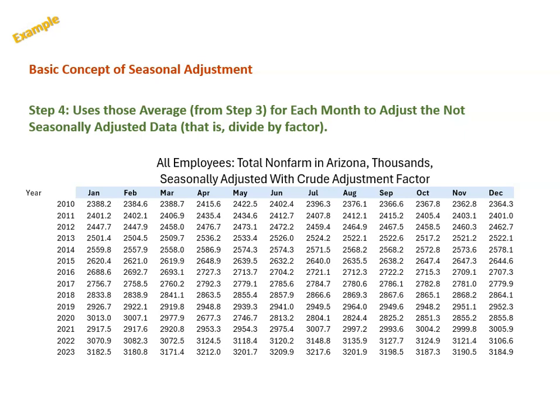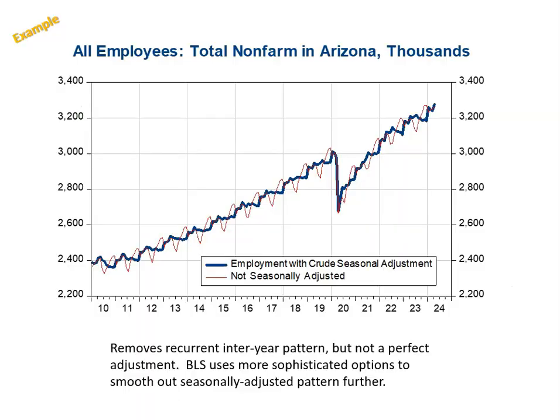Next, divide the not seasonally adjusted, or raw, data by that derived seasonal factor, which will yield an estimate for the seasonally adjusted time series. This is shown in Step 4. The graphic on this slide shows both the raw data and the seasonally adjusted counterpart, using those crude seasonal factors. It is not perfect, as you see, but does eliminate most of the inter-year pattern.